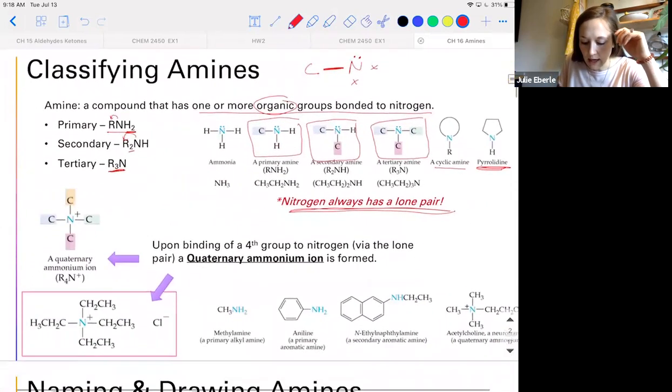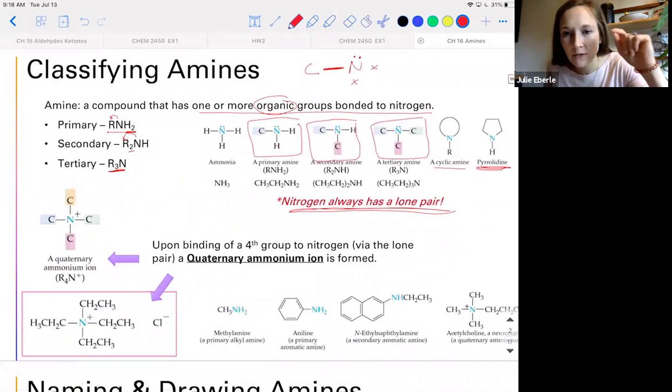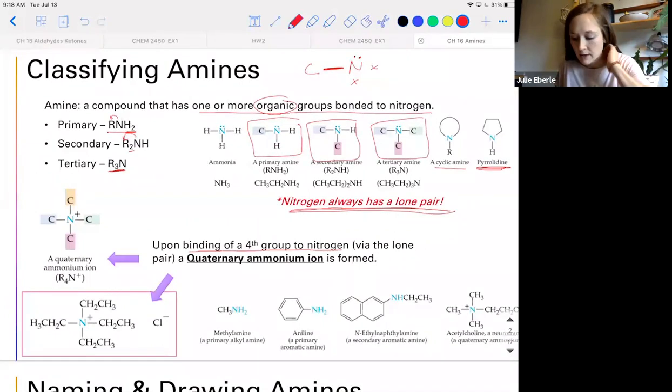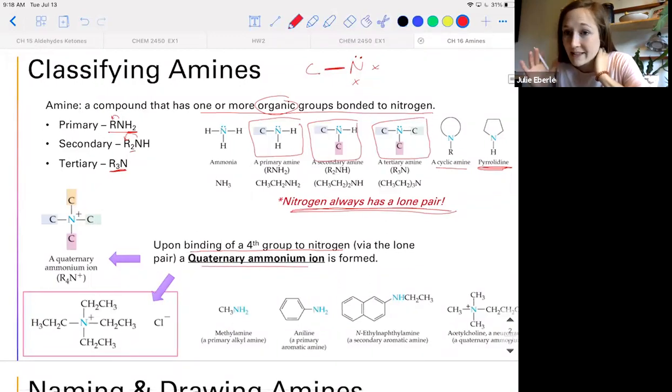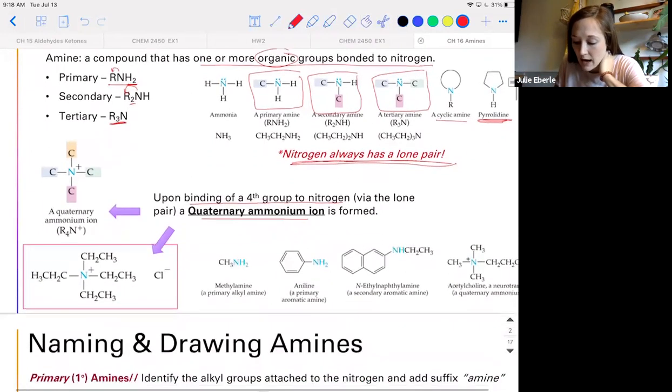Now, the only time nitrogen kind of disobeys the rules is when it becomes what we call a quaternary amine. Okay, so upon the binding of a 4th group to nitrogen, which happens through the lone pair, that's the only available spot left. That lone pair can become a bond. We call this a quaternary. Now we don't just call it an amine, it has a different name because it becomes the charged cation. So we call it a quaternary ammonium cation or ion.